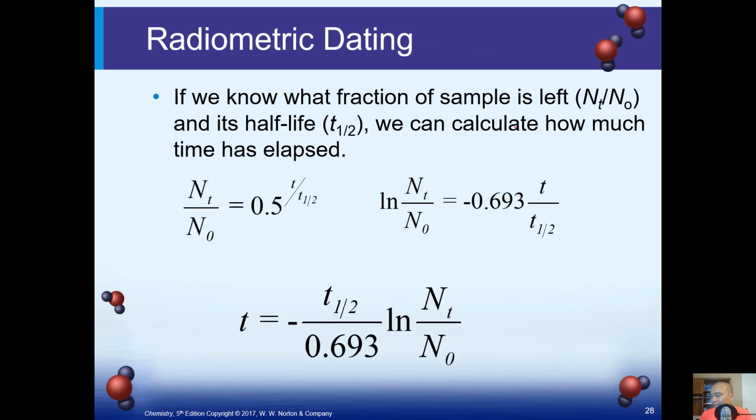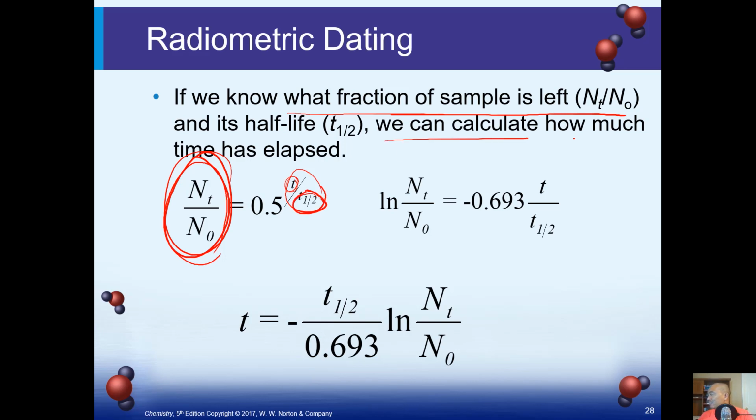We just learned how to calculate the fraction of the nuclide that remains after a certain time by calculating how many half-lives have passed. So if we know what fraction of the sample is left, or we know N t over N naught, and we also know the half-life, then we can calculate how much time has elapsed. And this is the mathematical foundation for radiometric dating, such as carbon-14 dating.